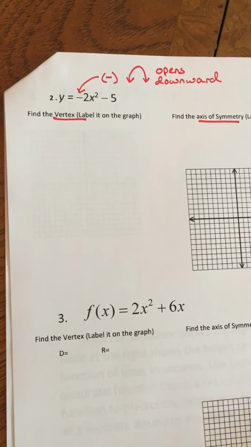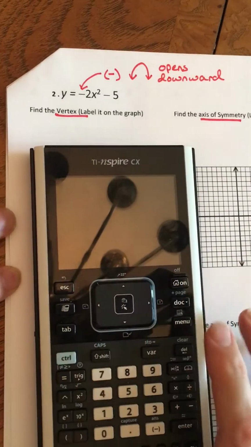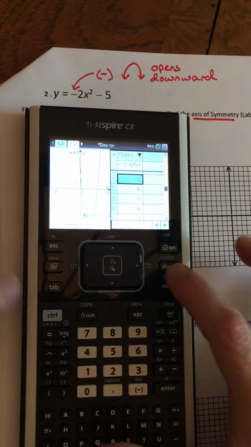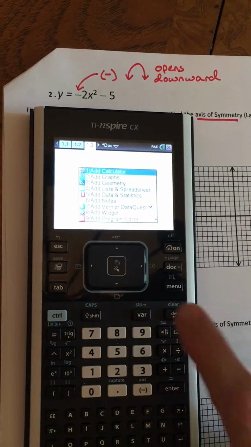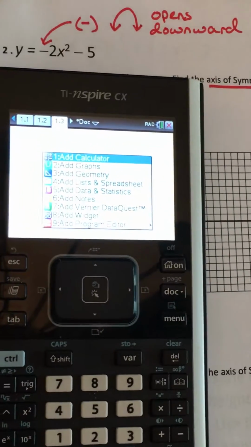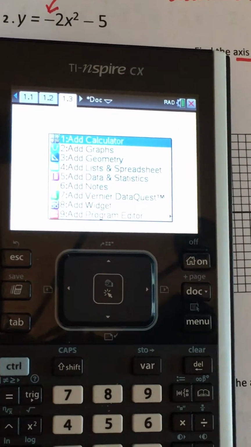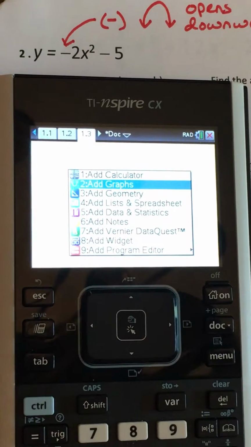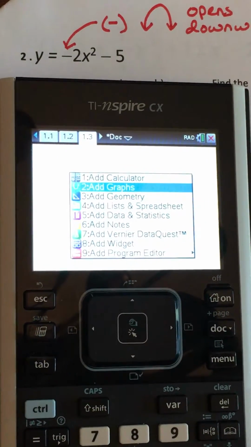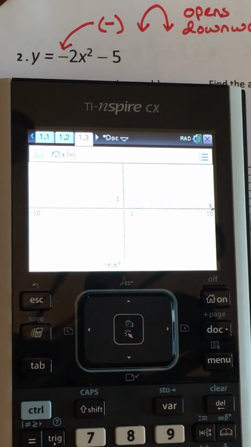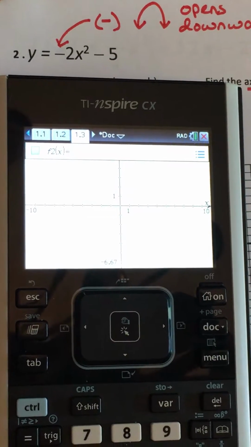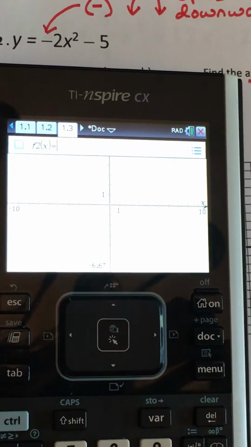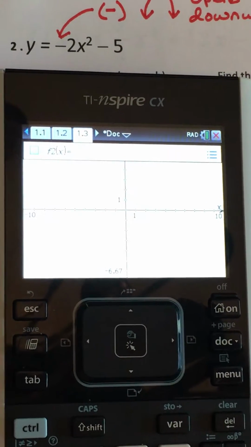So let's type this into our calculator. I have to wake mine up. And let's push Control Doc. And we're going to graph on a new coordinate plane. So let's go add a graph. And in that graph, we're going to type in the equation that we were given in the problem to begin with.